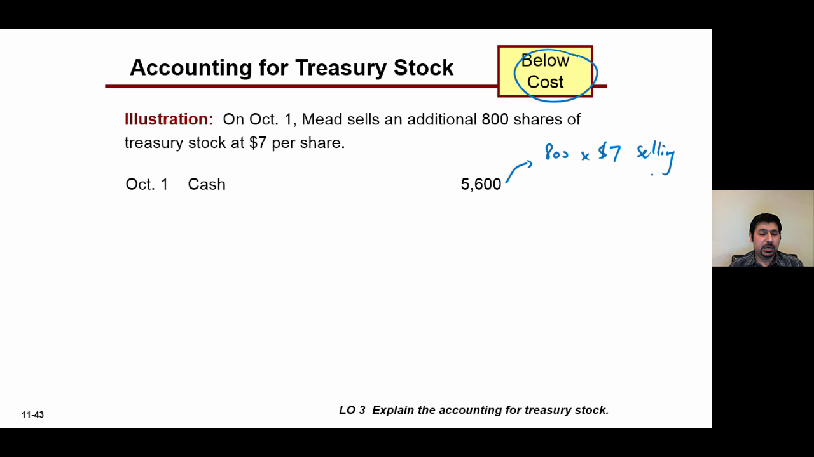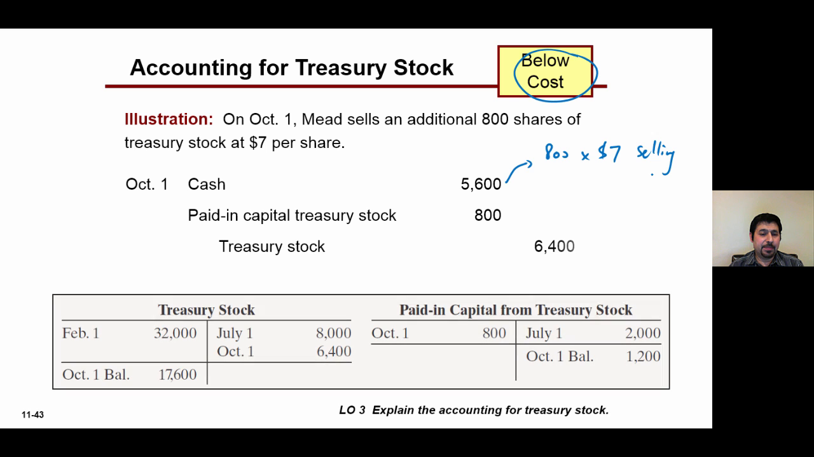The difference between the two will be debited to paid-in capital from treasury stock. This is the difference between the selling and purchase prices, and the credit to treasury stock is based on the purchase price. So this is 800 multiplied by $8.